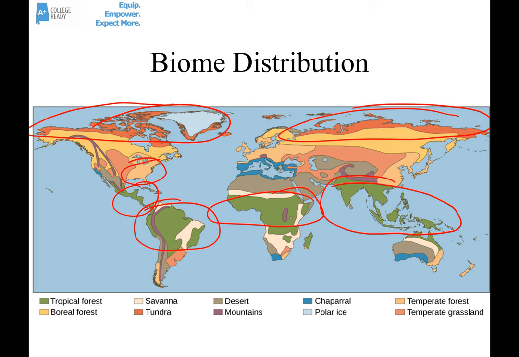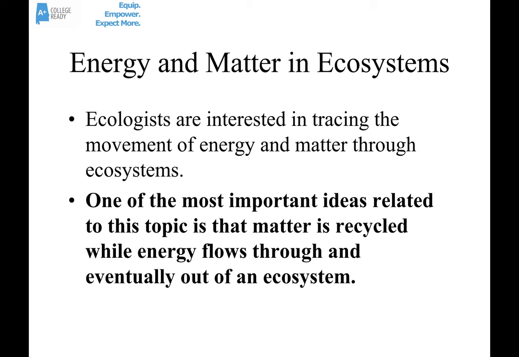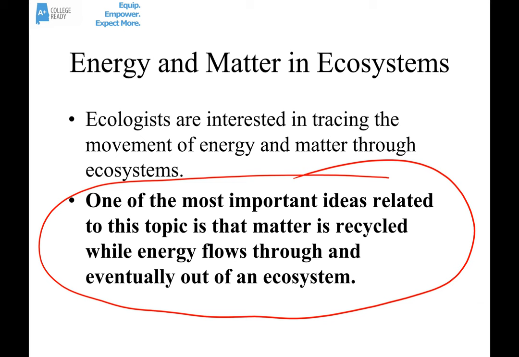All right, so let's talk a little bit about energy and matter in ecosystems. Oftentimes, ecologists are interested in tracing the movement of energy and matter through the ecosystem. Notice this part in bold here. One of the most important ideas related to this topic is that matter is recycled through an ecosystem. The atoms that make up matter are used over and over again. They're not used up. They don't go away. They move from one part of the food chain to another part, and eventually they start over again. But energy flows through and eventually out of an ecosystem. It usually comes in as sunlight that's captured by some kind of photosynthesizer, and ultimately it usually leaves the ecosystem as some type of thermal energy or heat.